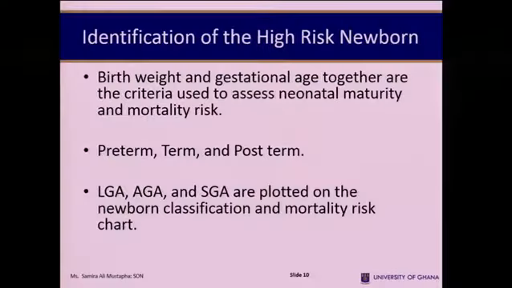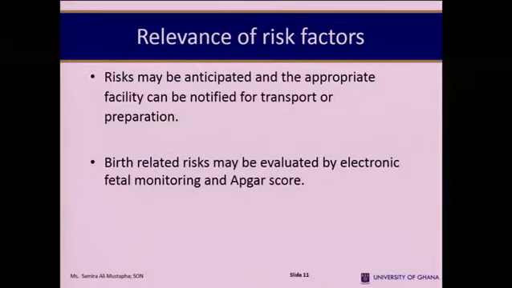The newborn will be said to be large for gestational age if the birth weight exceeds the 90th centile on the growth chart, and average when it's within the 50% and small when it's below the 10th centile. So what is the relevance of having or discussing the high-risk neonates? It helps us to anticipate and plan appropriately, as I said, and therefore refer early and help to deliver the baby safe and sound, and also help us in monitoring the baby.